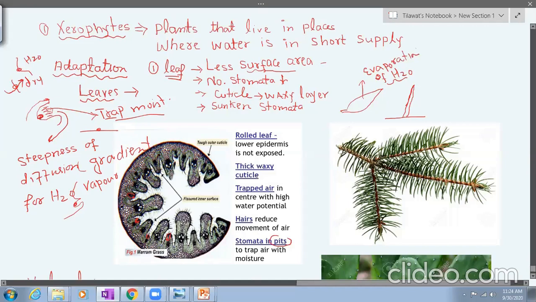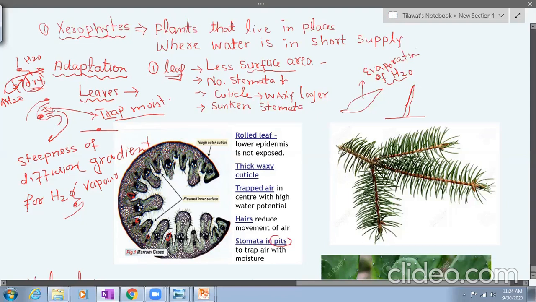But when the stomata are in a pit, that pit or inner region helps to trap a moist layer of water, and that moist layer helps to decrease the steepness of the diffusion gradient between inside and outside. The gradient is steeper when there are more water molecules inside and fewer outside. In dry conditions, water will move easily from inside to outside. But if there is moisture outside, the rate of diffusion will be low, so less water will come out. One thing is this.